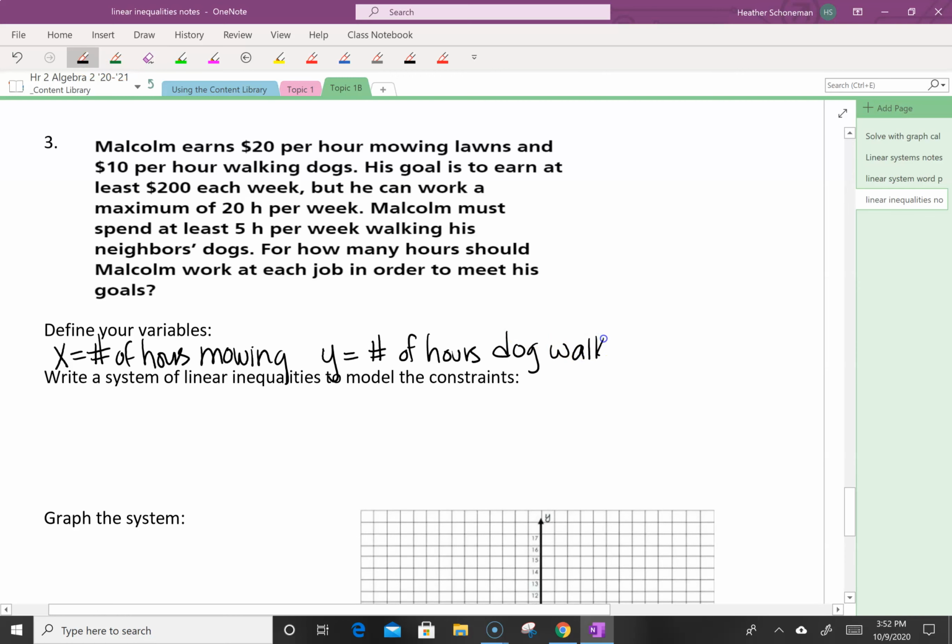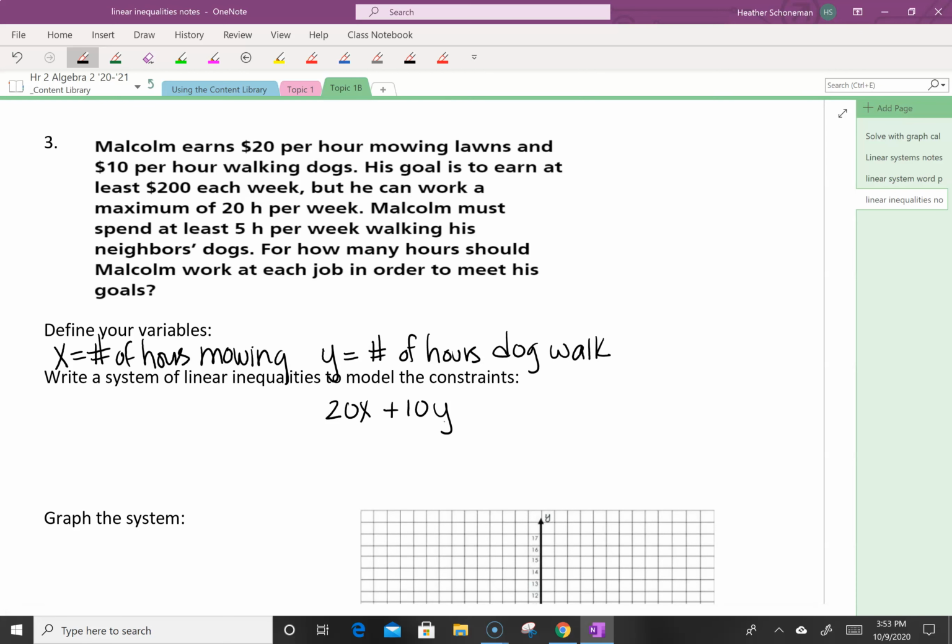Now I need to write a system of inequalities that meet all these constraints. So let's read the first sentence. Malcolm earns $20 per hour mowing lawns and $10 walking dogs. So if we're trying to figure out how much money Malcolm is making, we're going to take $20 times however many hours he mows and $10 times how many hours he walked the dog and add those together. So if I take 20 times the hours of mowing plus 10 times the hours of dog walking, okay, we can figure out how much money he's making.